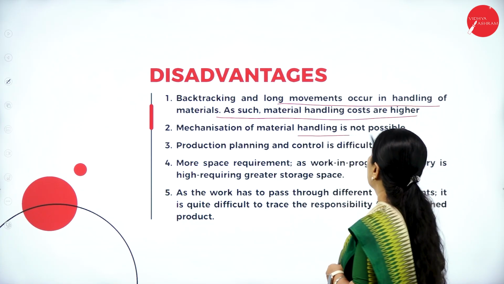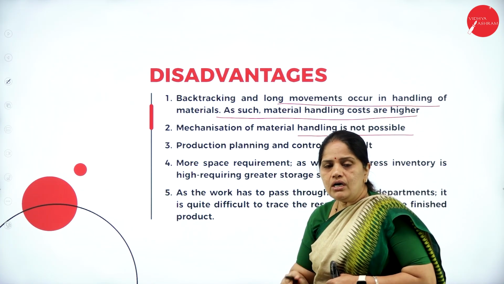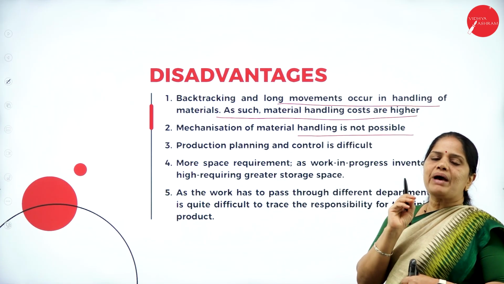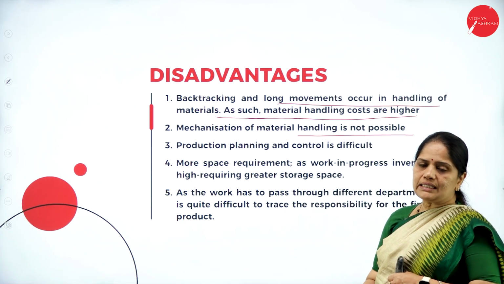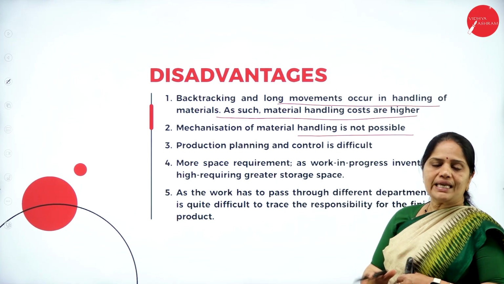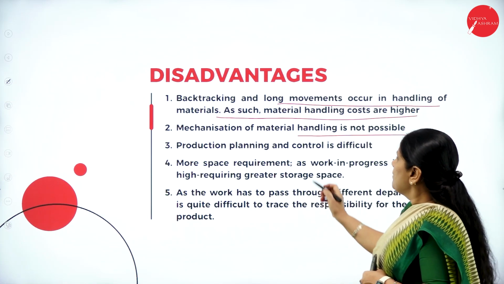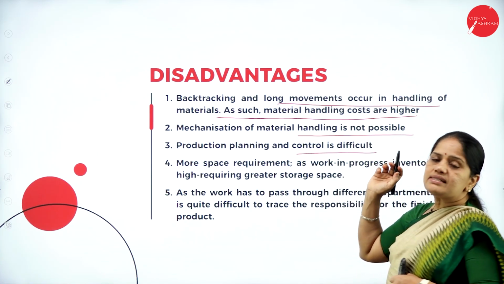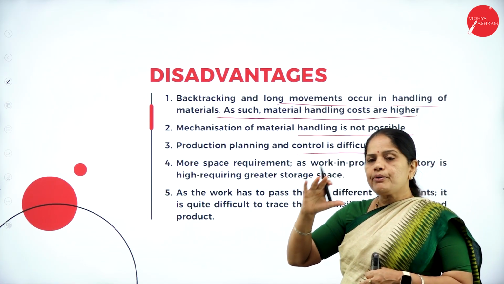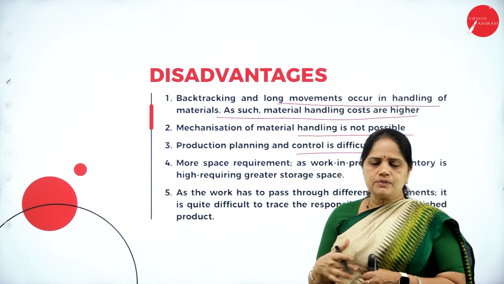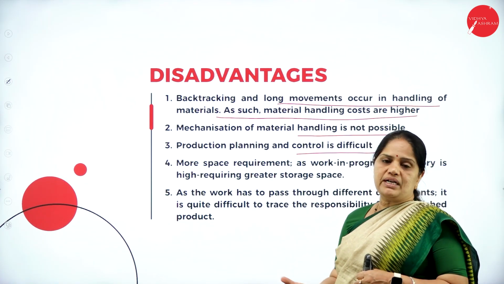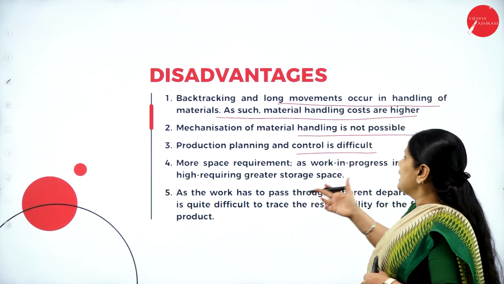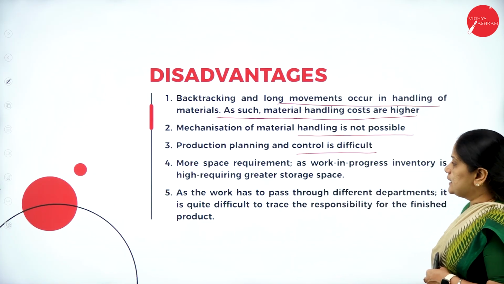Mechanization of material handling is not possible. So materials have to be moved manually from one process to another, as a result of which we cannot make use of machines. Production planning and control is difficult. See, because the products have to undergo various processes, each time it will be different. So production planning and control also becomes difficult here.